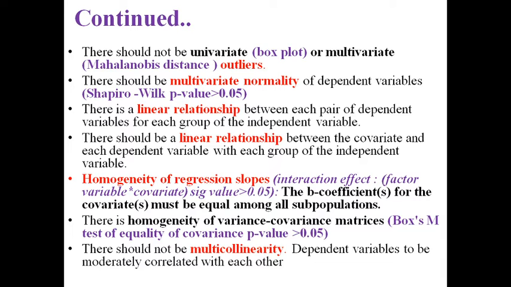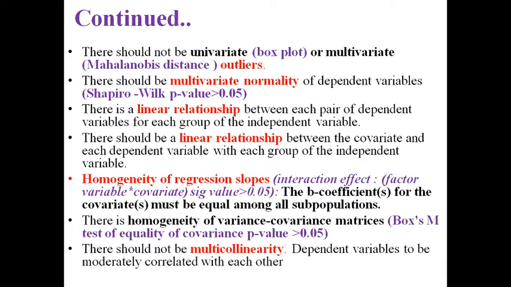Now the next is homogeneity of regression slopes. So what exactly is it? The B coefficients for the covariate must be equal among all subpopulations or all the levels. How will we check it? We will find out the interaction effect of the independent variable, meaning the factor variable, and the covariate, and their significance value should be greater than 0.05. If the significance value is greater than 0.05, then we can say that the homogeneity of regression slopes condition holds.